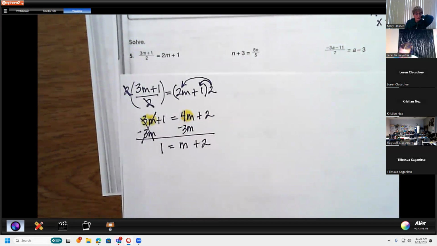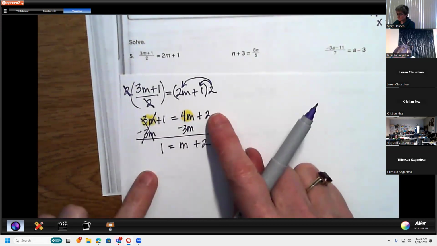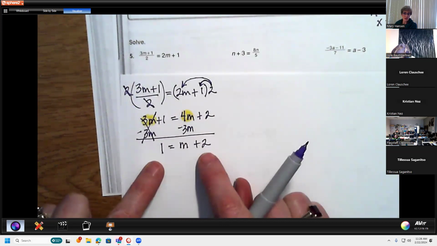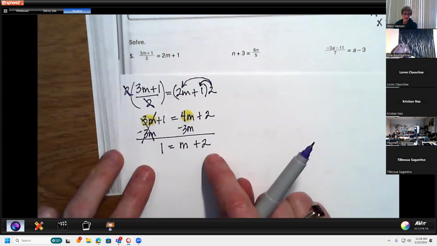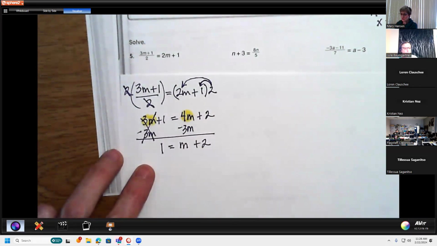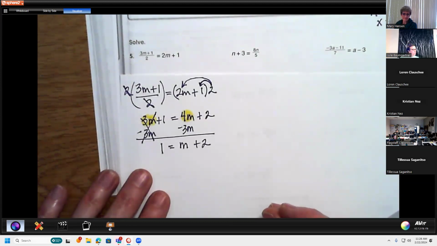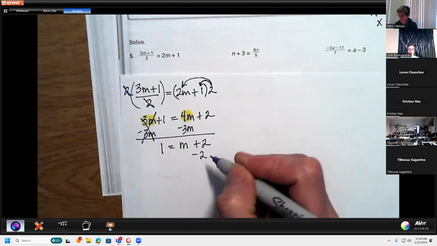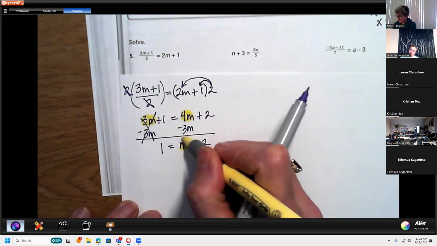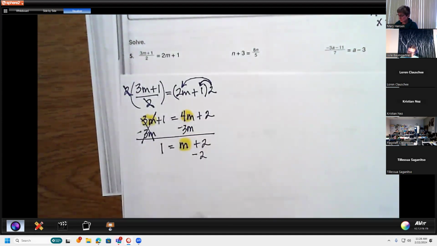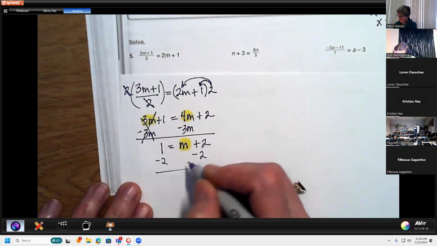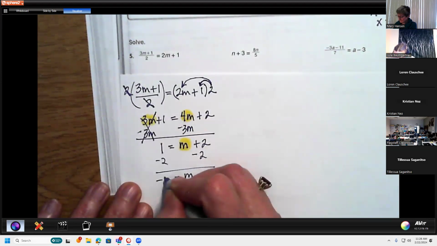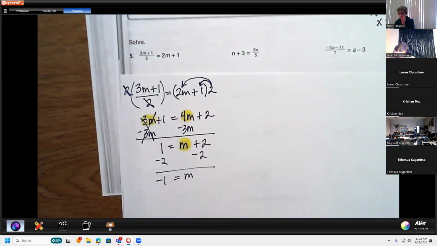And actually, this problem jumps from variables on both sides to a one-step equation. And so what should I do to both sides of the equation to solve it? Subtract 2. Yep. I want to get m by itself. The 2 is what's keeping it from being by itself. And so m is -1.